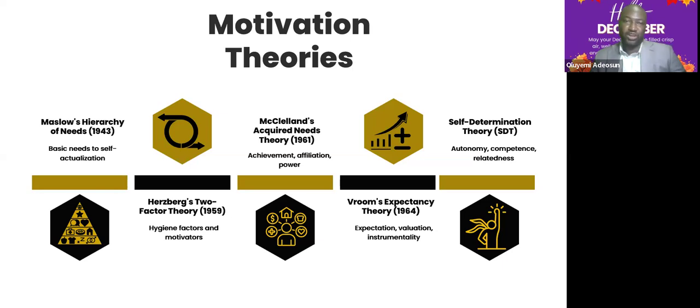Now, the first set of theories we'll be looking at are Maslow's theory, McClelland's acquired needs theory, self-determination theory, Herzberg's two-factor theory, and Vroom's expectancy theory. Yes, I know I told you that we'll be speaking about contemporary theories, but in the world of academics, you don't throw away the ancient landmarks, so that you see the flow and then you get to appreciate the current things that are around the corner.